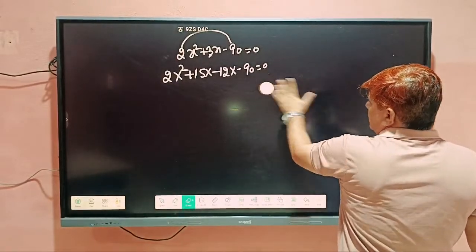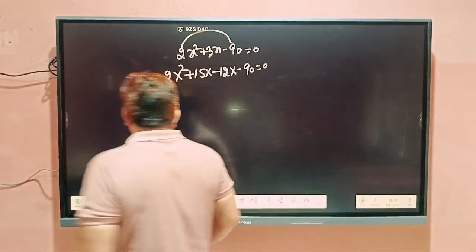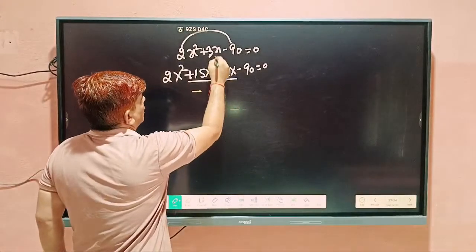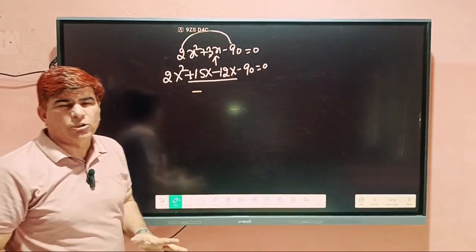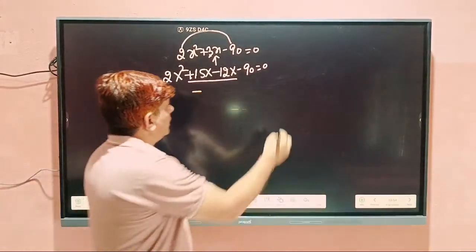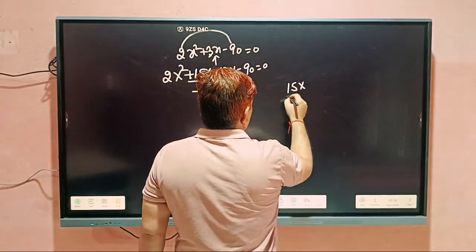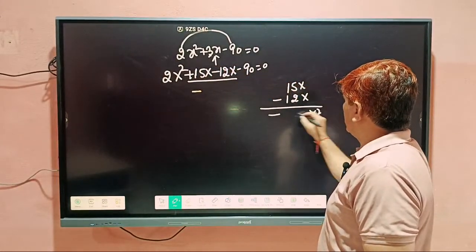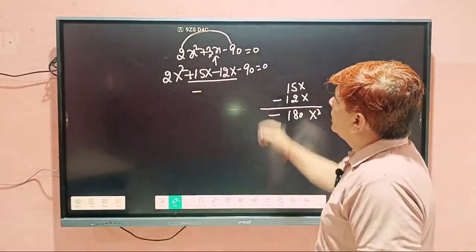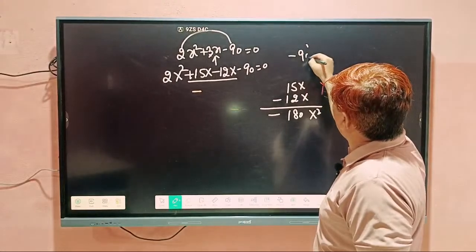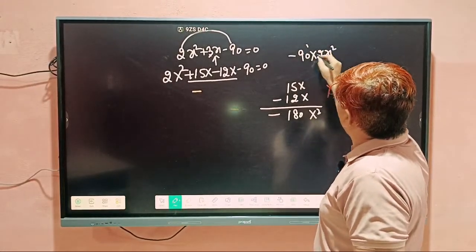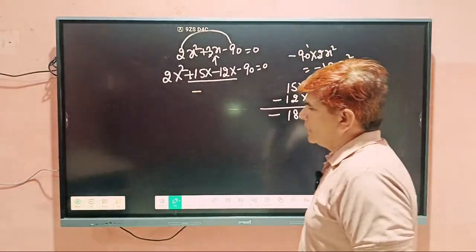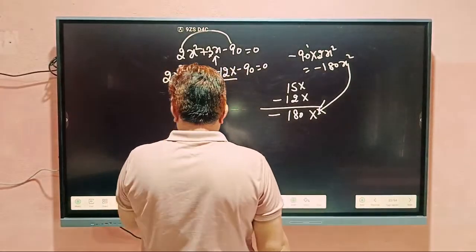So first we will check whether step number 1 and step number 2 are all right or not. What's the sum of these two? It equals 3x: 15x plus 12x minus. What's their multiplication? 15x into minus 12x. Definitely a minus sign comes. This is x square, and if you multiply, this is 180. And what's this multiplication? Minus 90 into 2x square, 90 into 2 equals 180, minus sign, x square. Both are equal. It means step number 1 is also right. Step number 2 is also right.